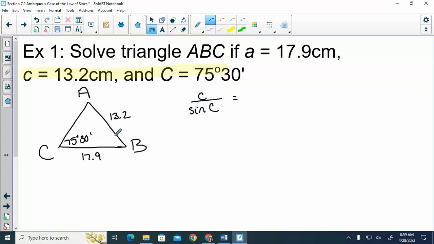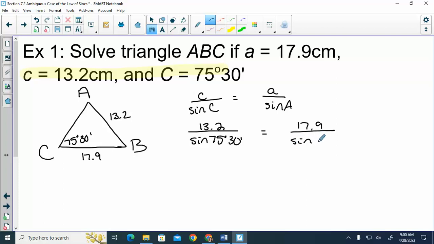Okay, could I do B over sine B right now? No, because I don't know angle B and I don't know side B. So I would have to do A over sine A to start. So side C is 13.2 divided by the sine of 75 degrees, 30 minutes, equals side A, 17.9, over the sine of angle A, which we don't know. Okay, so cross multiply.